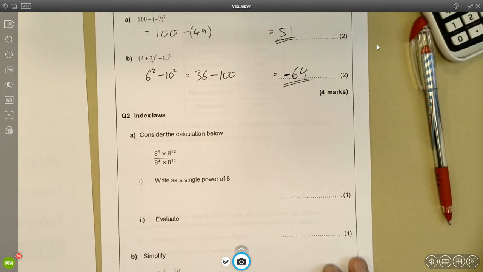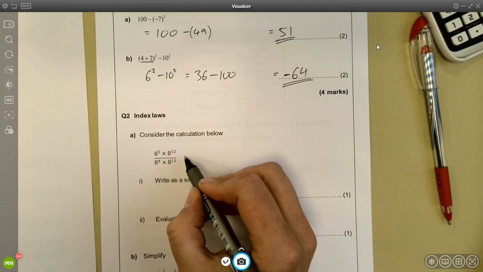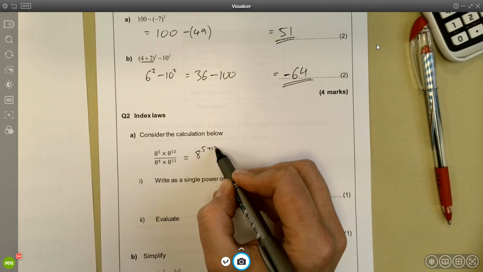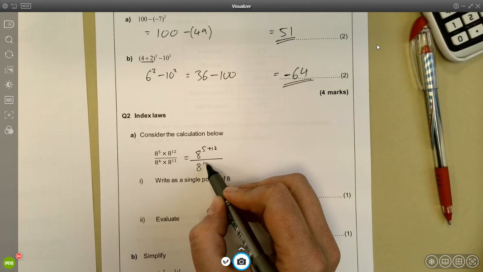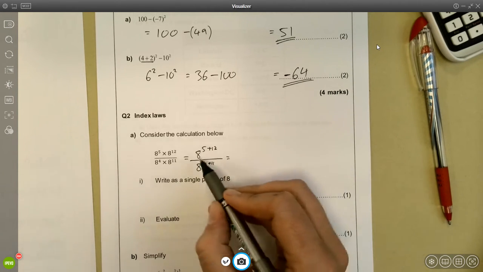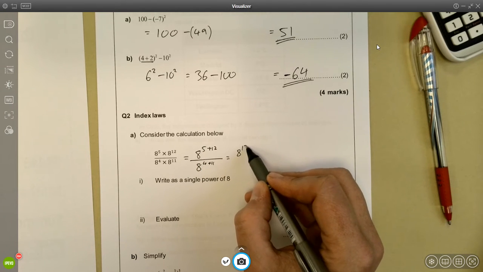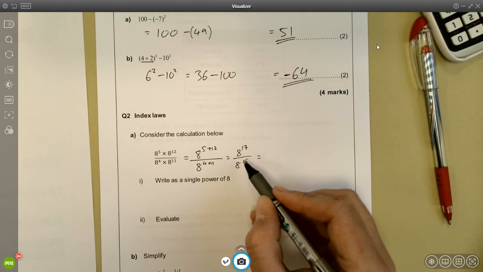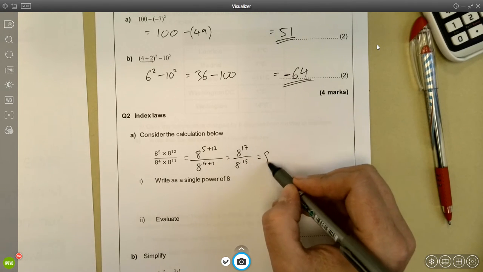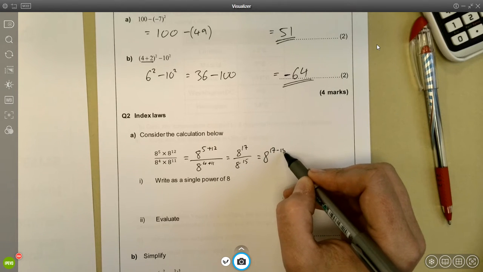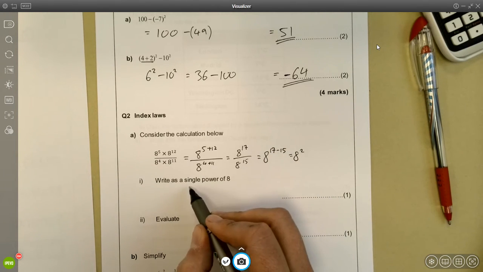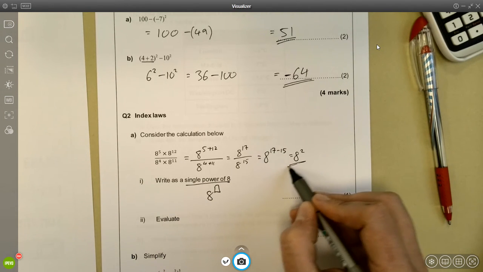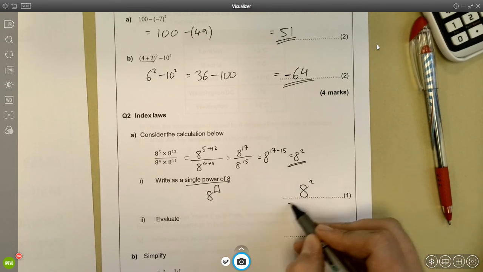Use index laws. Let's simplify this down a little bit. It's 8 to the power of 5 plus 12 on the top, and it's 8 to the power of 4 plus 11 on the bottom. So we've got 8 to the power of 17 on the top, 8 to the power of 15 on the bottom. That means times, that means divide. So actually you've got 8 to the power of 17 take away 15, which is 8 to the power of 2. Now that is a single power of 8. It's an 8 with a power. That part there is part 1. So it's 8 squared. That's your answer.